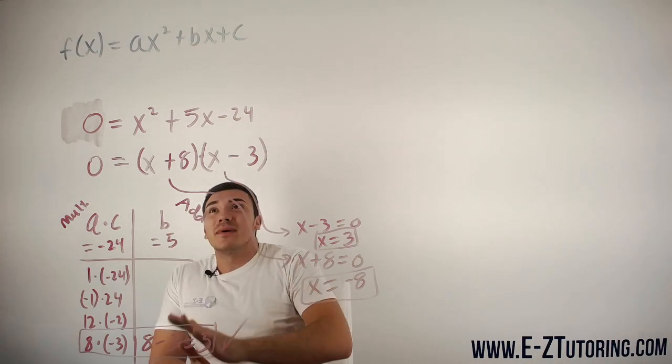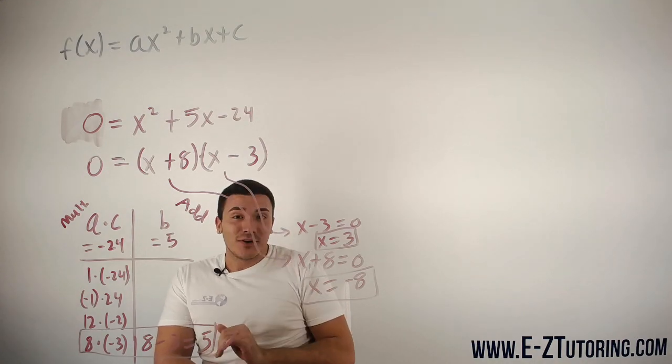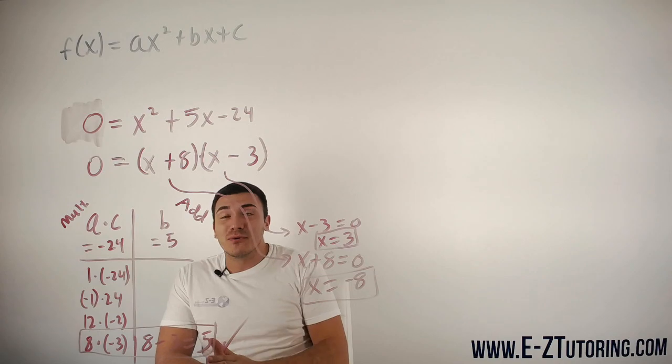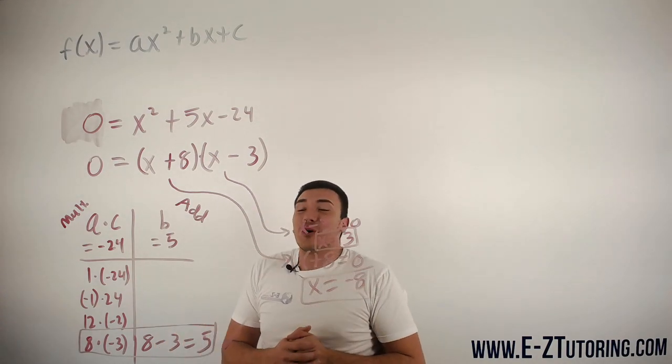But either way, that is how you factor a quadratic and how you also find the x values that make it equal to 0 from factoring. So I hope this made sense.